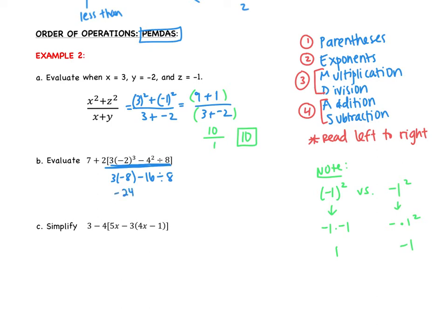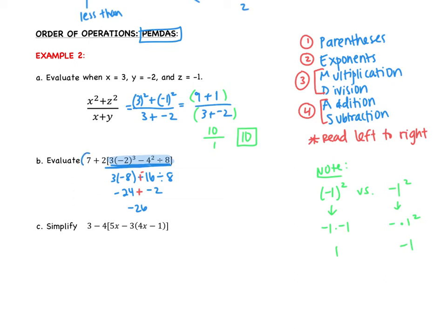What I would suggest you do with that negative 16, change it to adding a negative, because now I know I'm going to be adding. Negative 16 divided by 8 is negative 2. So that becomes negative 26. Please remember, that was just this part. That was just what was in parentheses. So we are not finished.